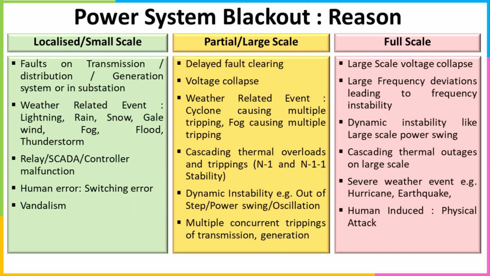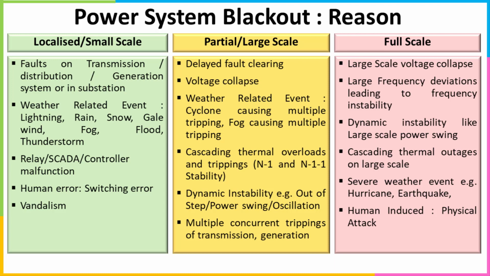Now, the reasons behind such blackouts. On a localized scale, there can be a transmission line fault, a distribution or generation system fault, a bus fault in the substation itself, or other equipment damage in the substation. It can be related to weather also, such as lightning or rain. A small portion of a substation gets submerged, and you have to cut it off from the system, so you may be in a situation where you are not able to supply the radial loads. That is the localized scale. It can also happen due to a controller malfunction at a generating plant or any substation.